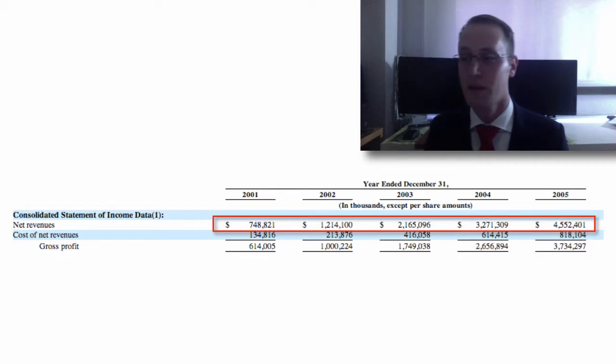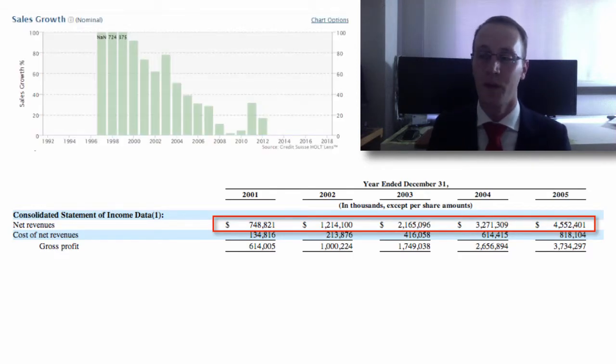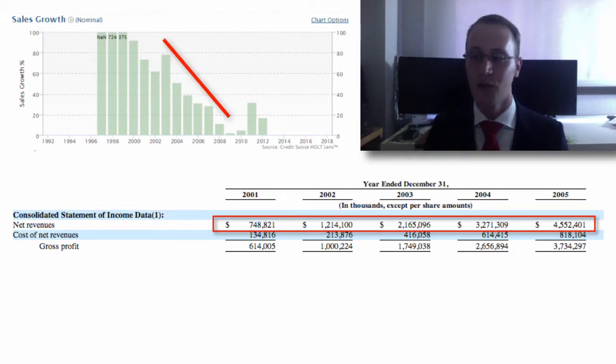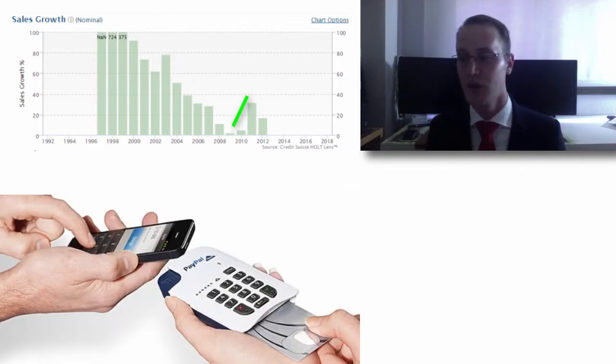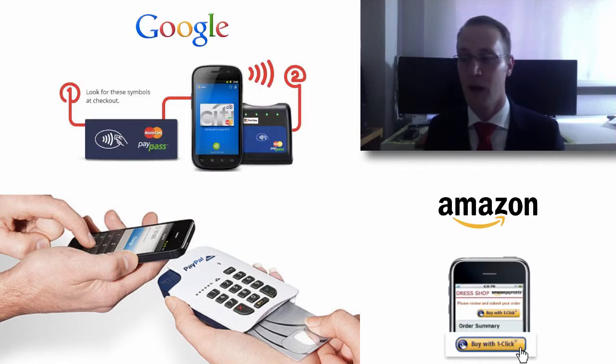And if you look at the financial statements of the company, you'll see that sales have increased every year. However, the percentage growth in sales has decreased almost every year. It was only in 2011 when the percentage growth in sales increased again, but this was due to the whole smartphone industry growth, where people are actually now using PayPal through their phones. But it is important to consider that there's now a huge competition coming from Amazon and Google, so maintaining sales growth is going to be really hard.